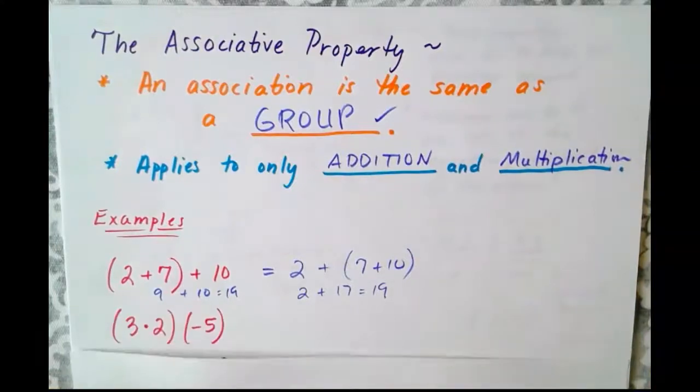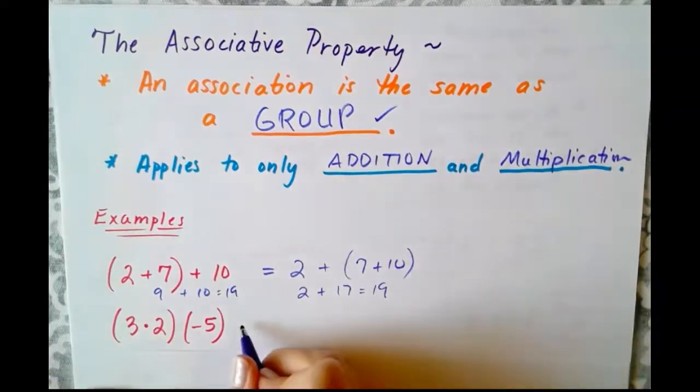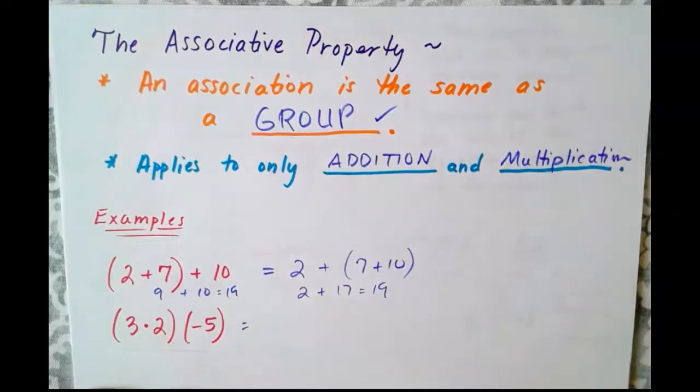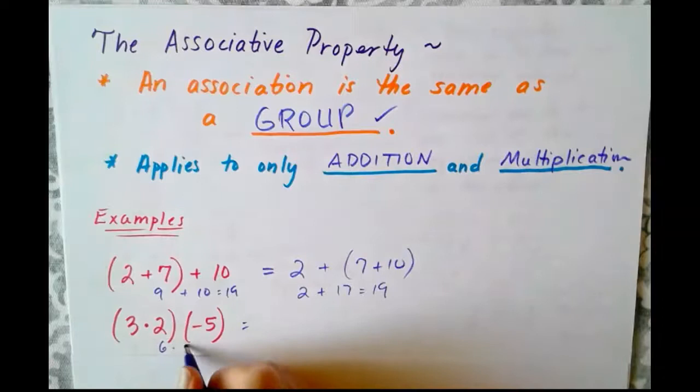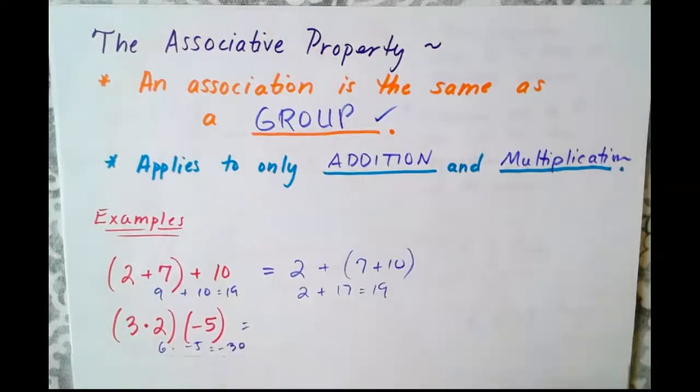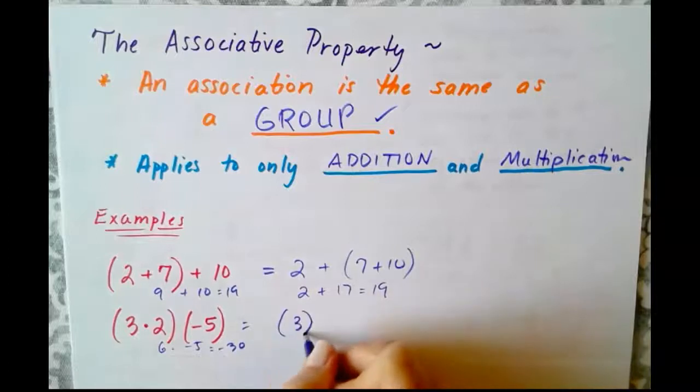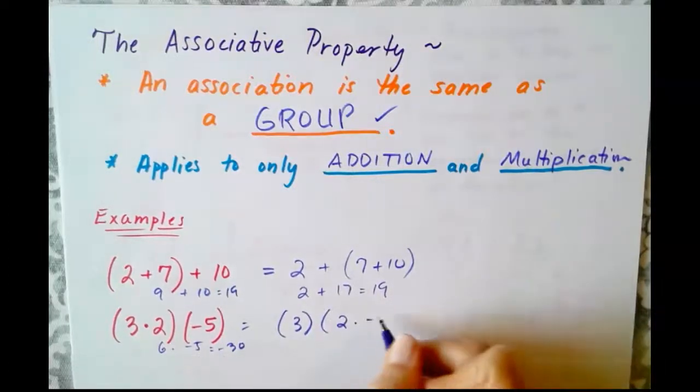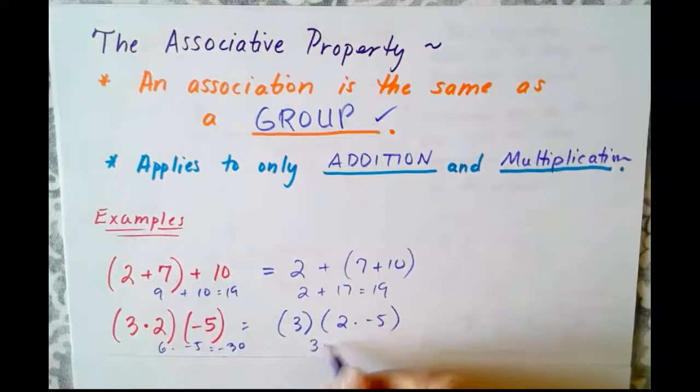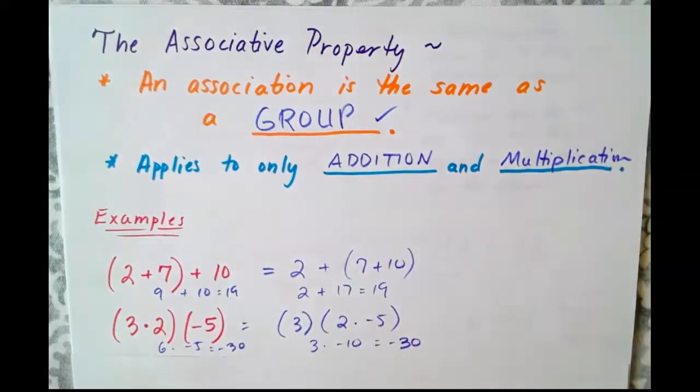We can also do it with multiplication. Right now we have 3 times 2 times negative 5. That's 6 times negative 5, which of course would be negative 30. What if we change the groupings to 3 times 2 times negative 5? Then that would be 3 times negative 10, still negative 30. The product remains the same. So order is the same, but groupings have changed. That's the associative property.